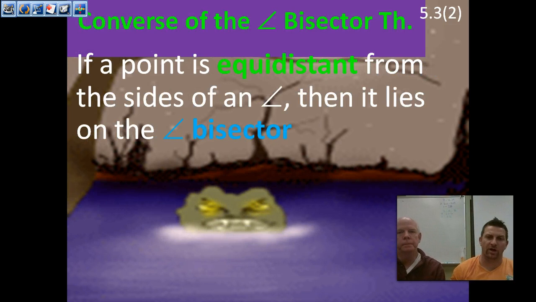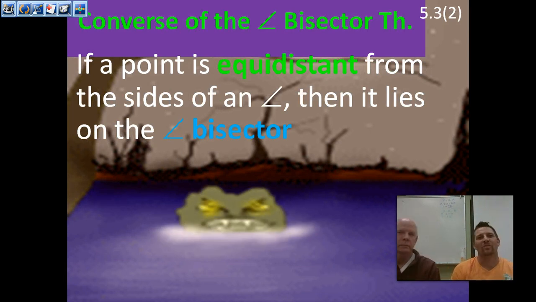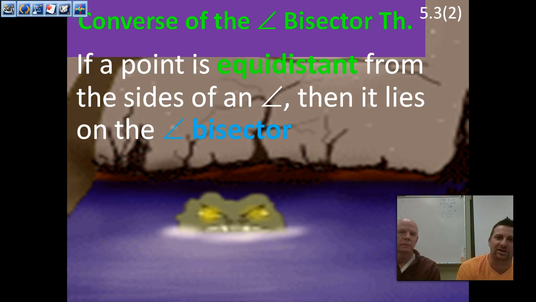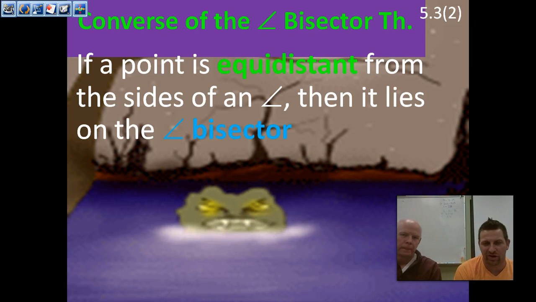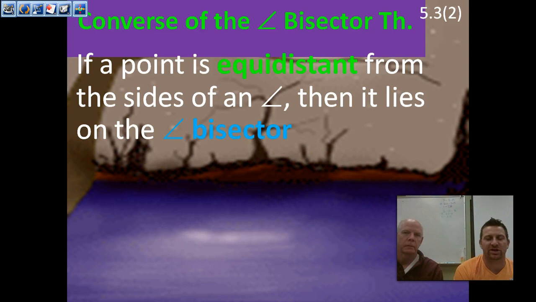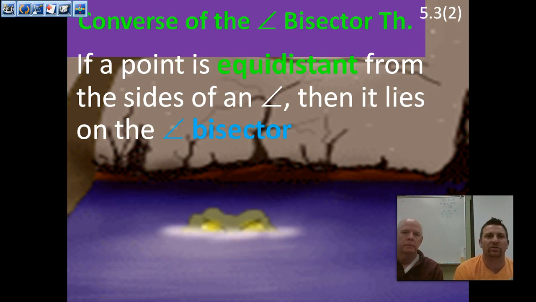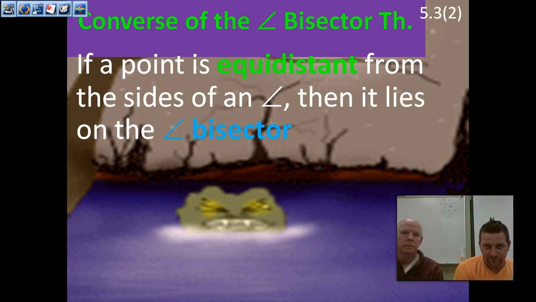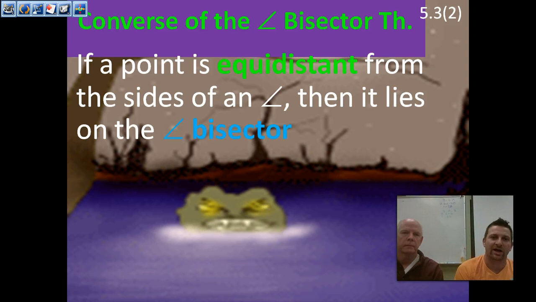All right. So now we're going on to the second theorem we're going to have here. And just like we had the converses for alternate interior angles or alternate exterior angles, we also have the converse of the bisector theorem. Remember guys, converse is you switch the subject and the predicate, and so now the initial statement is the conclusion and the conclusion is now the hypothesis. So the converse of the angle bisector theorem says that if a point is equidistant from the sides of an angle, then it lies on the angle bisector.